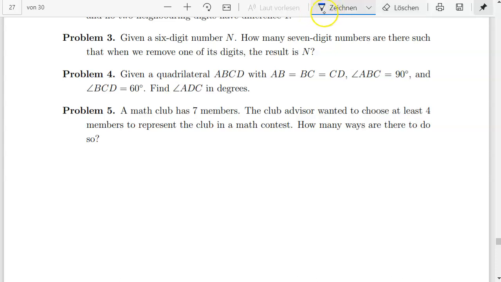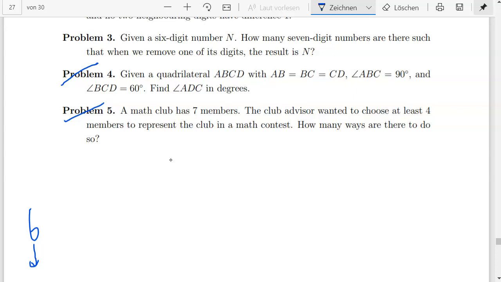Hi guys, welcome back to the channel, and today we'll be talking about problems 4, 5 and 6 from the National Selection Test model paper. So we have a sample 2 paper, and now we're just going to be continuing our discussion. So let's look at problem 4 first.